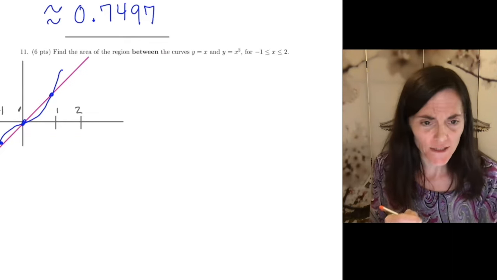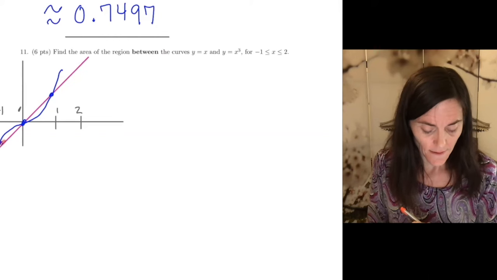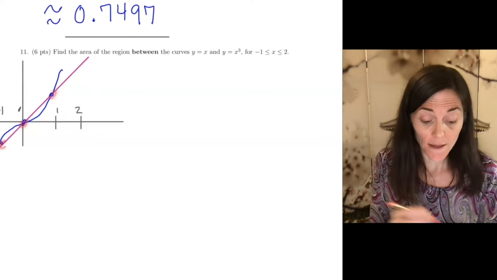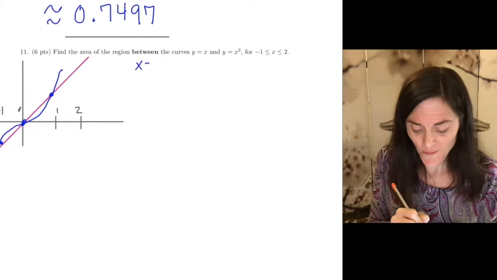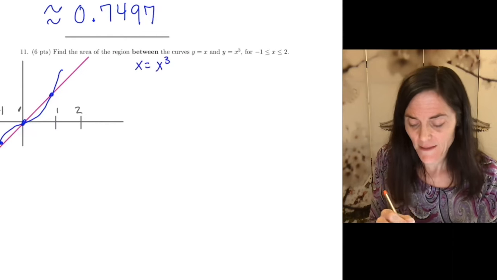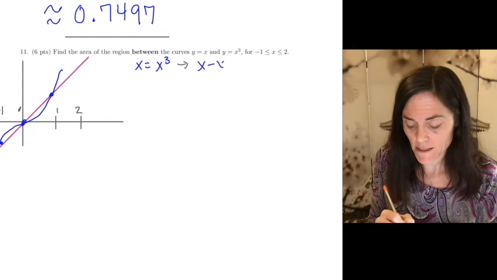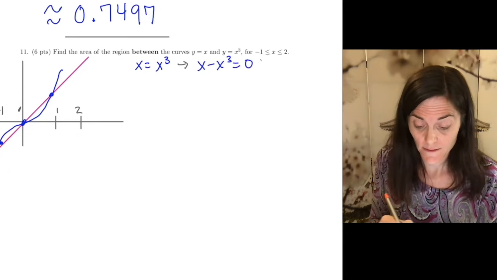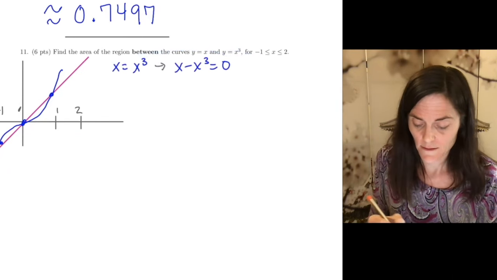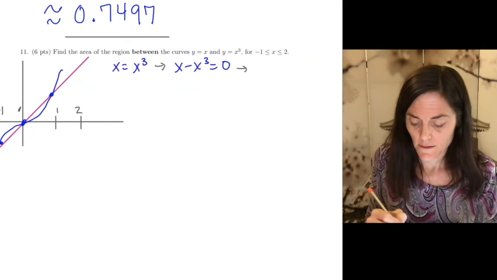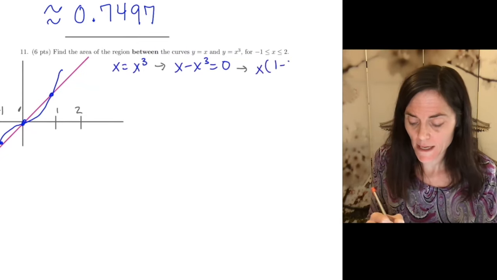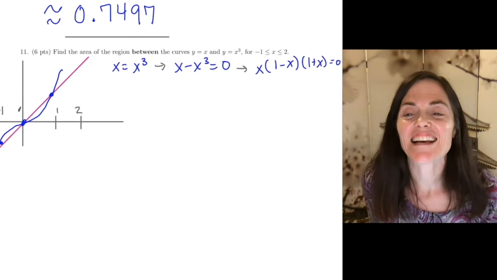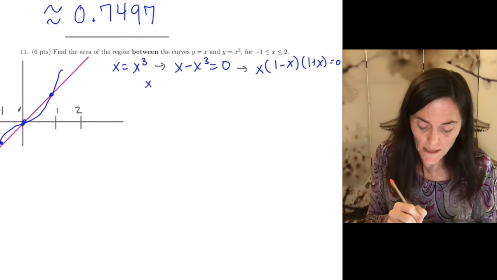Now, how would you actually find -1, 0, and 1? Well, we set the two curves equal. And this gives us, say, x minus x cubed is 0. We can then factor. This is x times (1 minus x) times (1 plus x) is 0. Okay, and you see, here's where we can get these points.